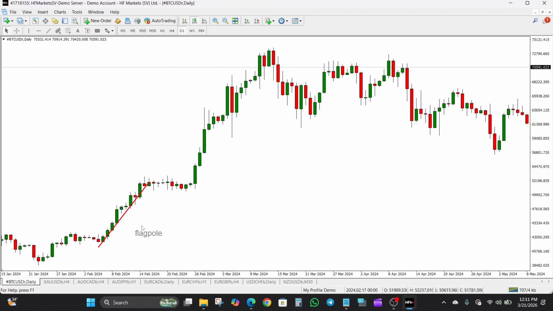So after that strong move, price doesn't continue immediately. Instead, it pauses and starts moving sideways or slightly against the trend, as you can see. So this pause forms what looks like a small channel or rectangle. That is the flag.